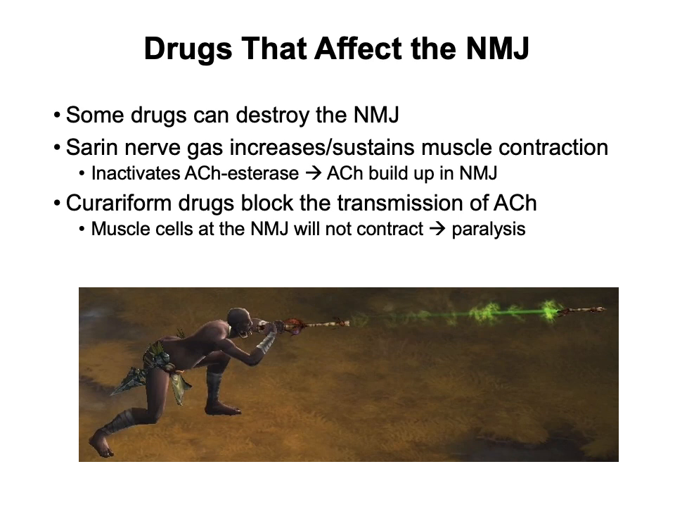The other drug is curiform or curare drugs, and they block transmission of acetylcholine. So they don't even allow acetylcholine to bind with the ionotropic receptors. The muscle cells at the neuromuscular junction cannot even contract, and you have paralysis. So sarin causes severe contraction. You can't release the contraction. Curiforms don't allow a contraction.